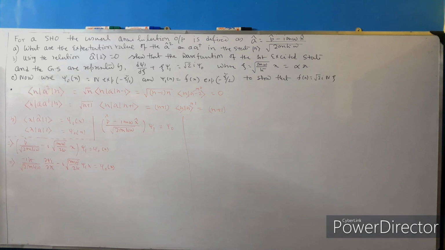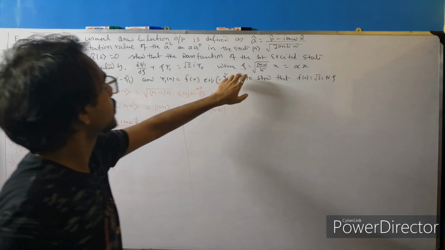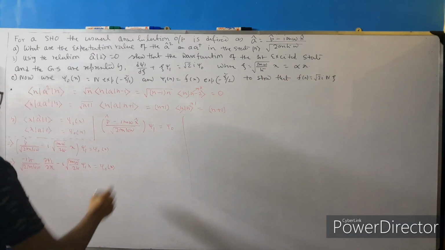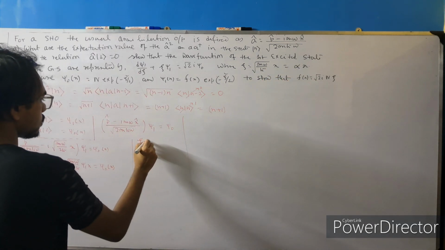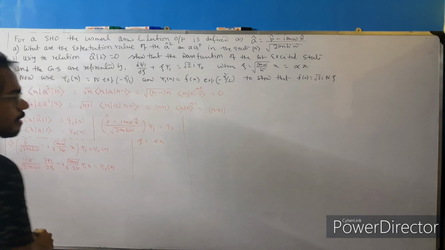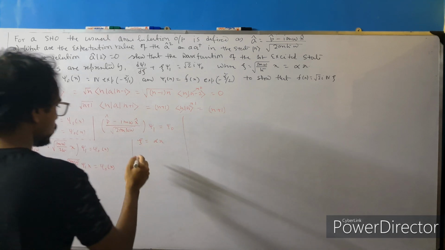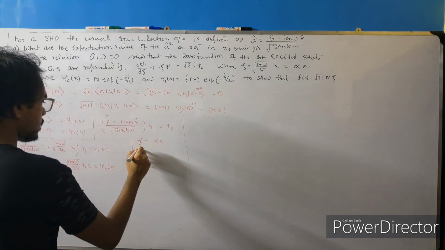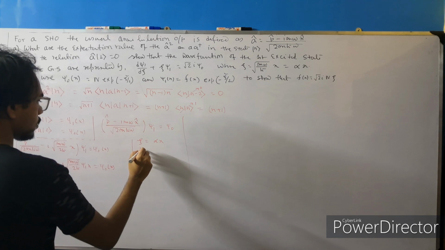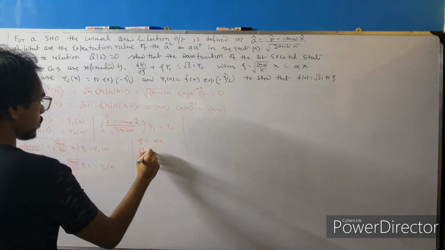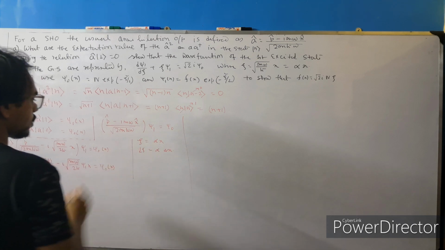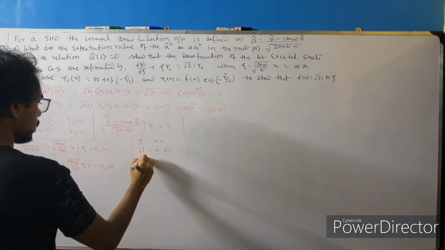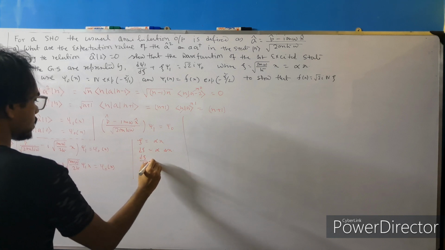Okay, but see, it is given that xi is equal to alpha x. So if I write xi equals alpha x, but alpha is just a constant, so I can essentially take the derivative and write d xi equals alpha dx. So basically d xi by dx is equal to alpha.